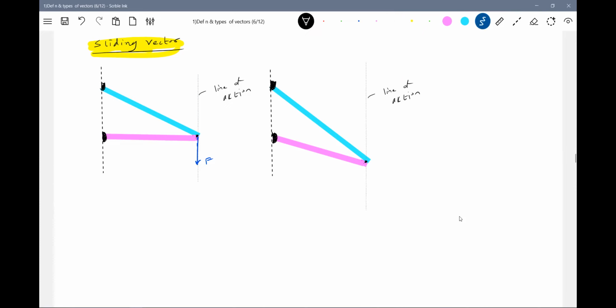Look at the point of application of force. It got displaced, but the line of action didn't change. Hope you are able to understand. Earlier, this was the point P1, and now this is P2. So where is the point of application? The point of application changed, but the line of action didn't change. This is called the line of action.